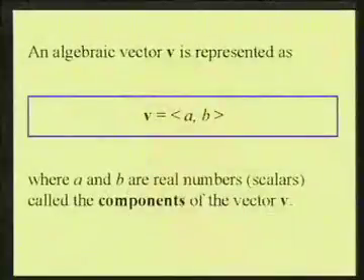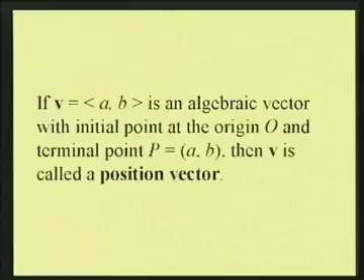We've just talked about a geometric way of representing vectors. However, we can also represent vectors algebraically. Let's see how. An algebraic vector v is represented as v equals a comma b, where a and b are real numbers, or scalars, called the components of the vector v.